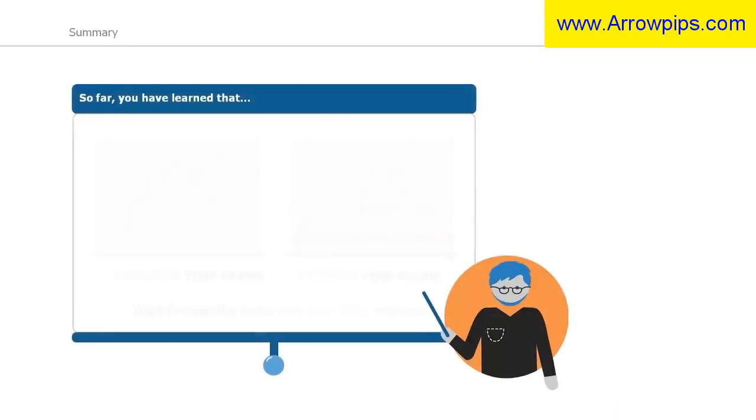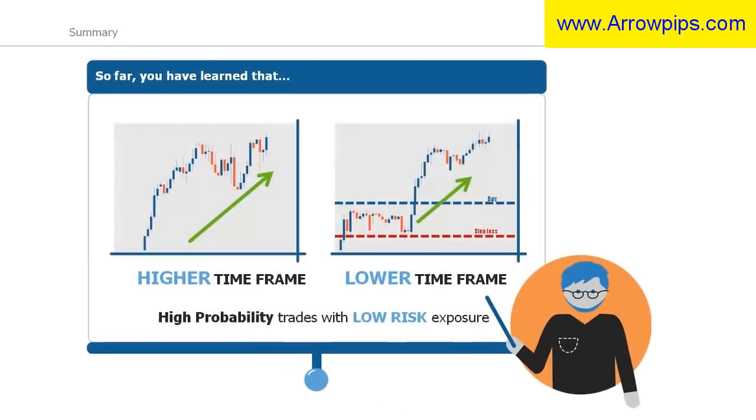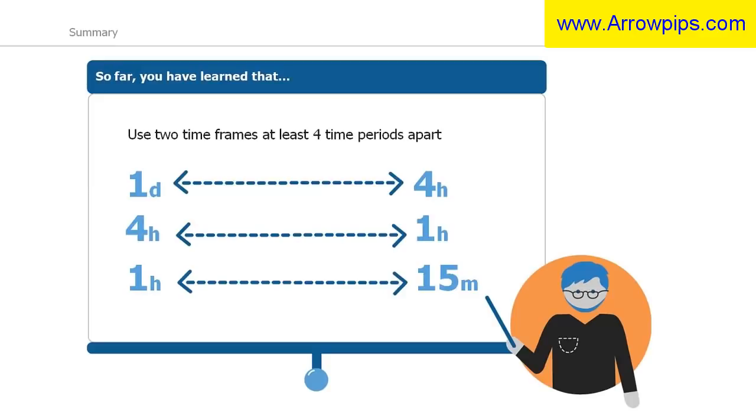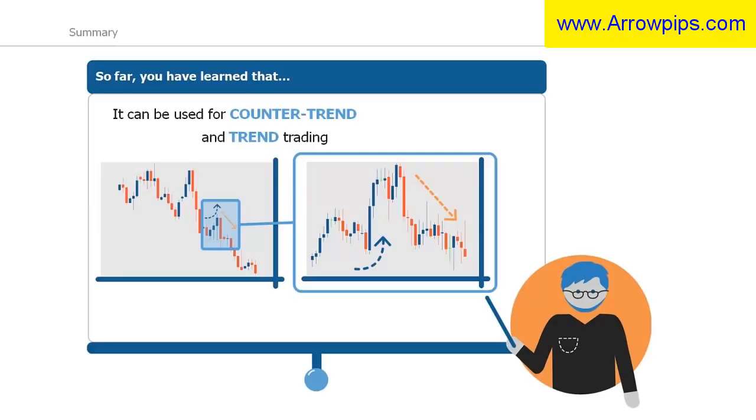So far, you have learned that multiple time frame analysis can help reduce the risk on your trades. Higher time frames can be used to ascertain the overall market environment. Lower time frames can be used to fine-tune entries. You should use 2 time frames at least 4 time periods apart. And that multiple time frame analysis can be used for both counter-trend trading and trend trading.